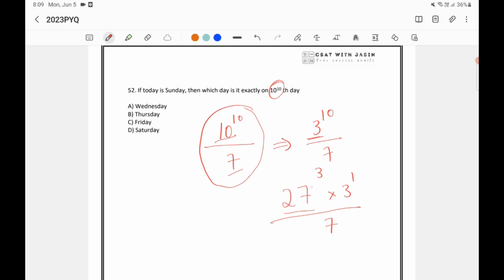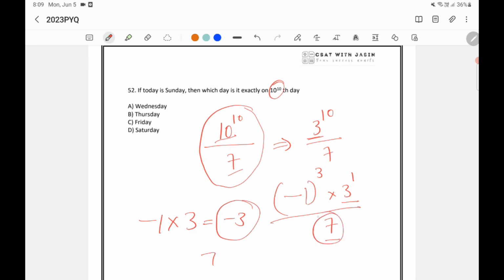Okay, so here 27 is 1 less than 28. So I can write the remainder as minus 1. So minus 1 raised to 3 is minus 1 again. So minus 1 into, when 3 is divided by 7, the remainder is 3 itself. So into 3. So we got minus 3 as the remainder, which is a negative remainder. So I need to convert it into a positive remainder. So for that, 7 is here. We are dividing by 7. So 7 minus 3 is 4. So 4 is the remainder.